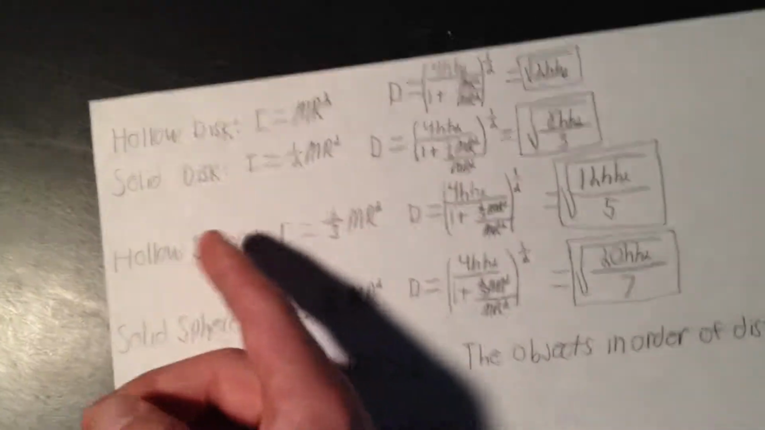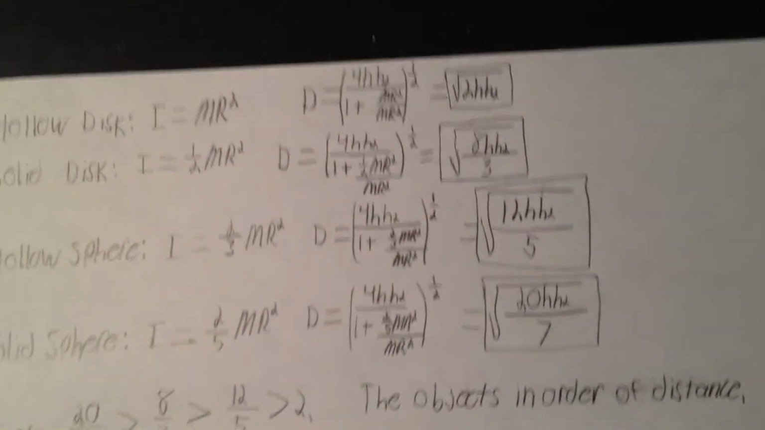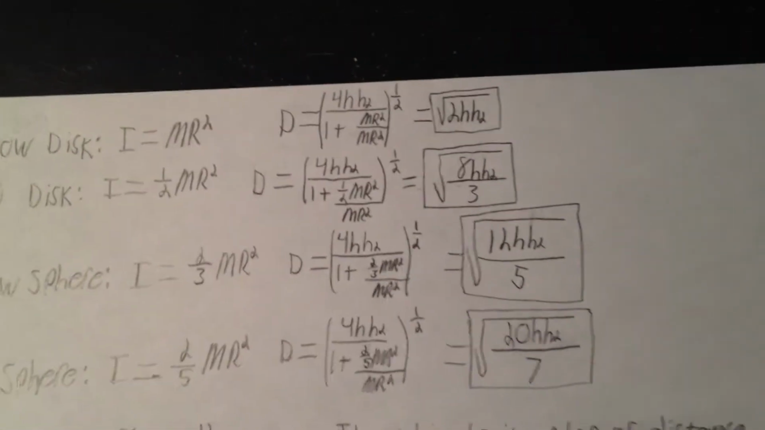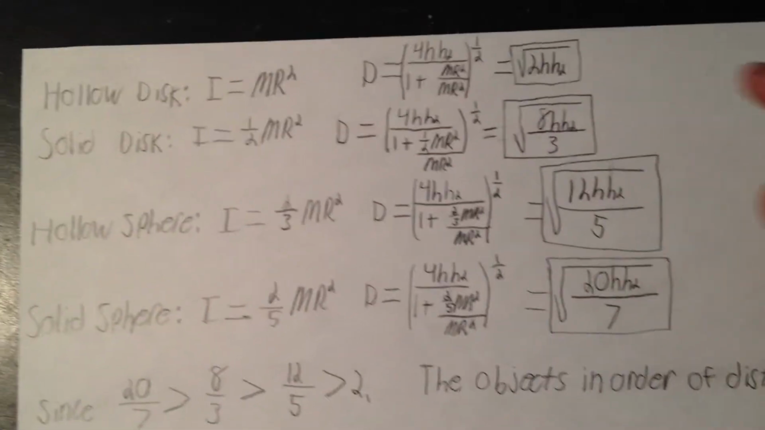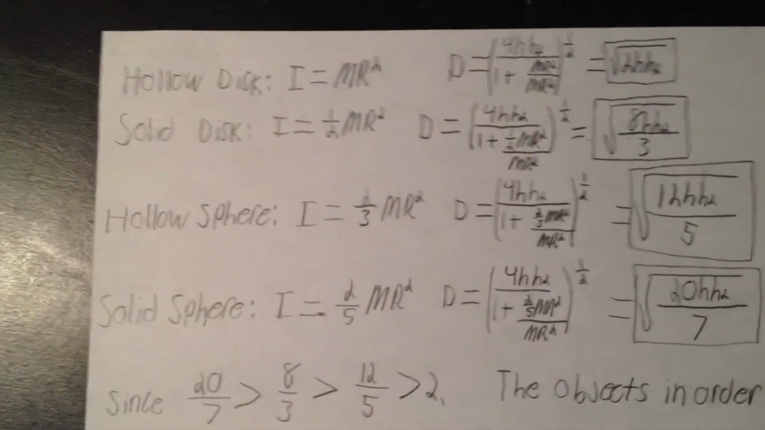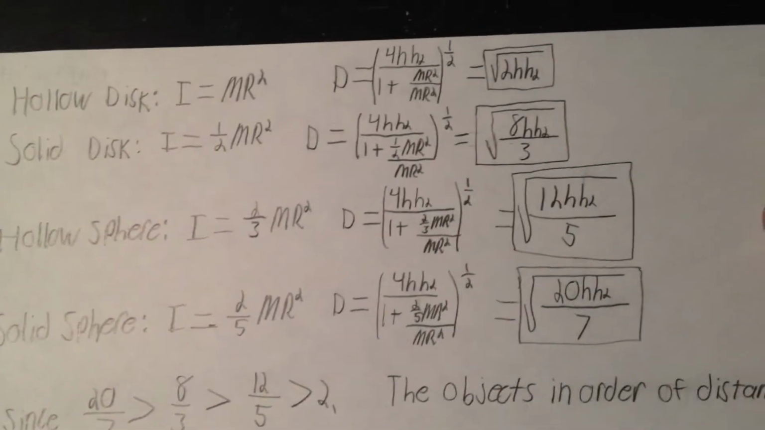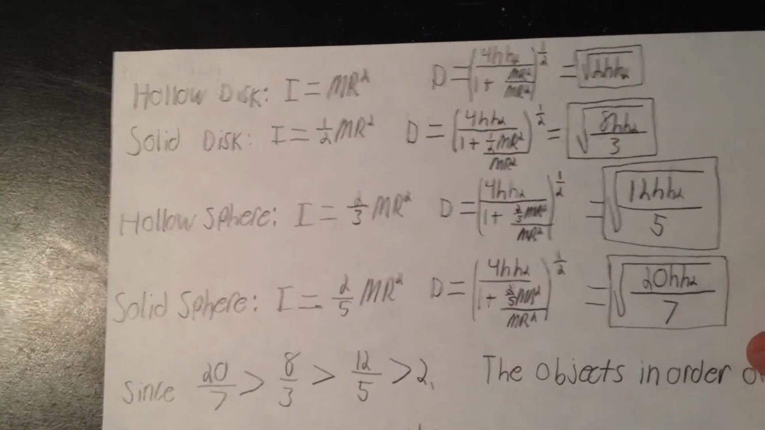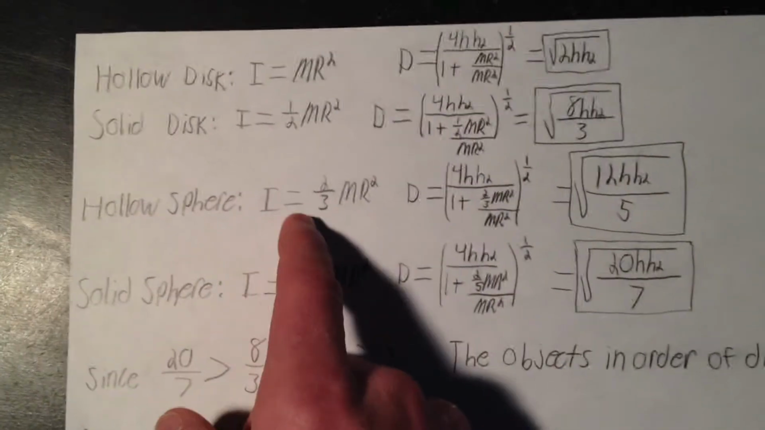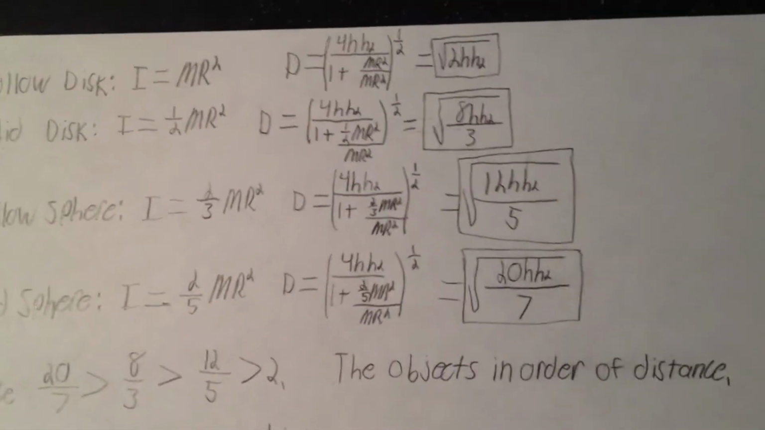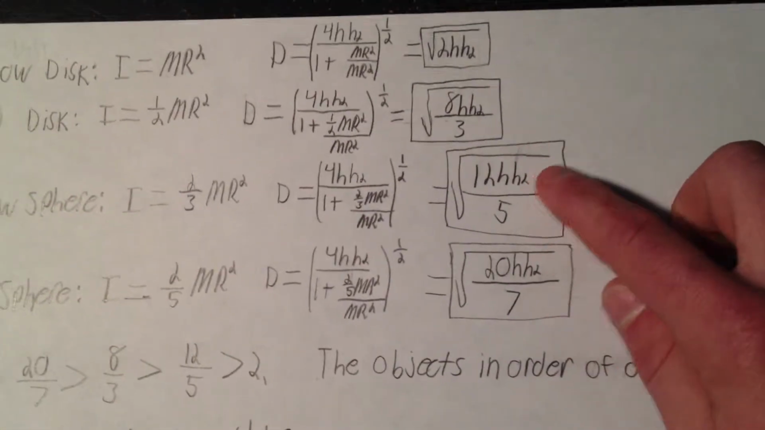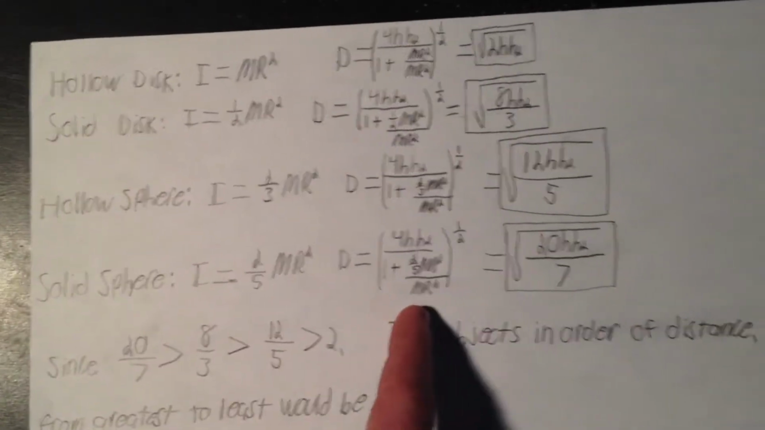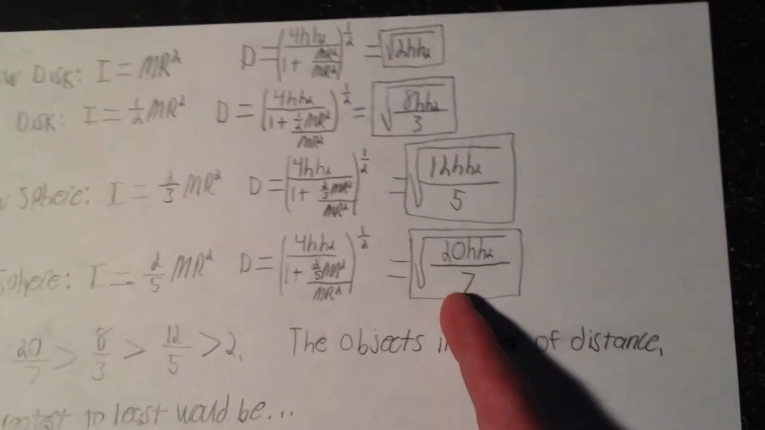So for the hollow disk, the moment of inertia is mr squared. Plug it in there, the mr squareds cancel, and you end up with (4h2 over 1 plus 1) to the 1/2, which is that. Solid disk, plug in the moment of inertia, the mr squareds cancel, you end up with that for the distance. Hollow sphere, moment of inertia right there, plug it in, you get 1 plus 2/3 on the bottom, and you end up with that. Solid sphere, moment of inertia right there, mr squareds cancel, you end up with that.